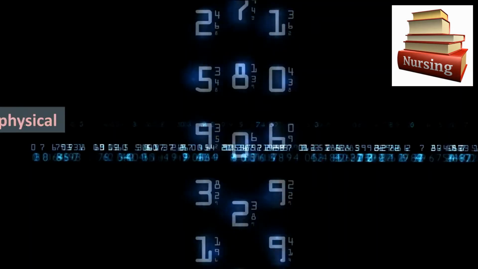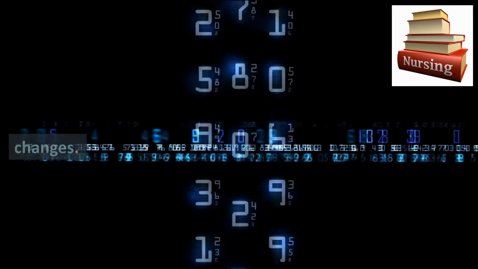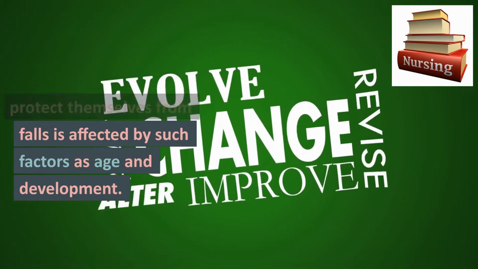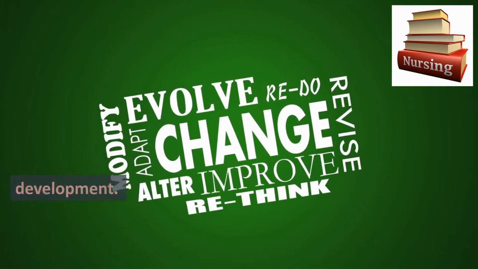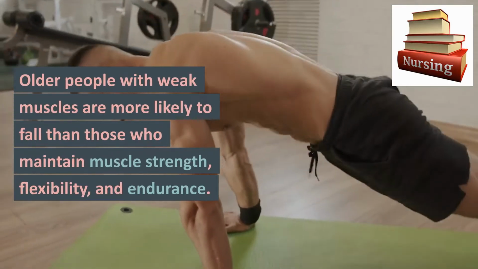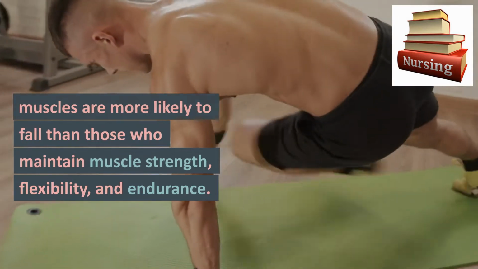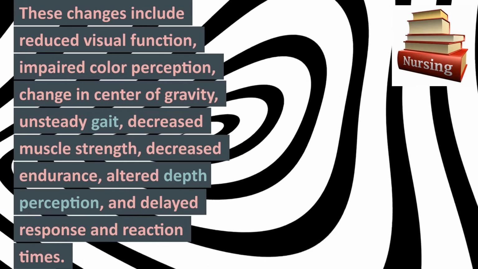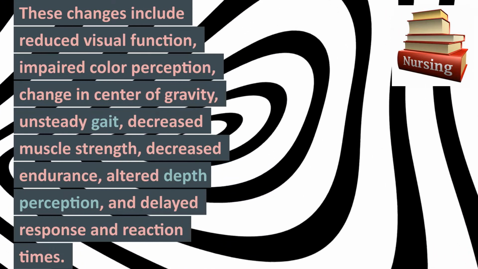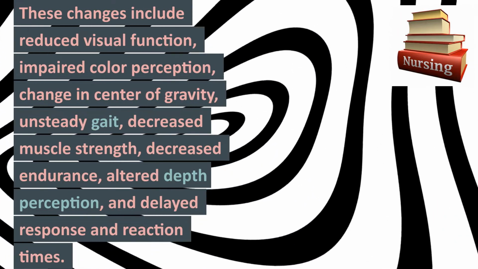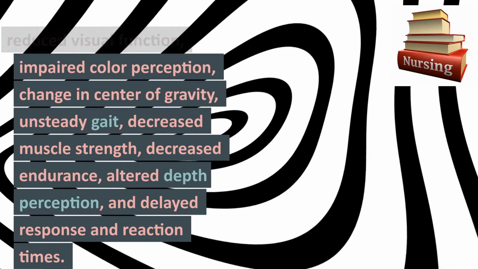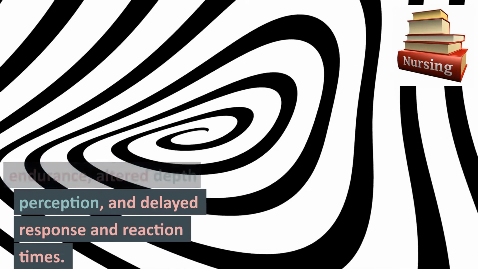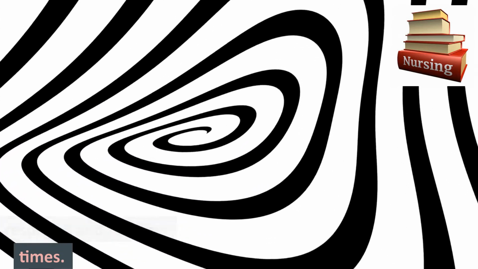1.3. Assess age-related physical changes. The ability of people to protect themselves from falls is affected by such factors as age and development. Older people with weak muscles are more likely to fall than those who maintain muscle strength, flexibility, and endurance. These changes include reduced visual function, impaired color perception, change in center of gravity, unsteady gait, decreased muscle strength, decreased endurance, altered depth perception, and delayed response and reaction times.